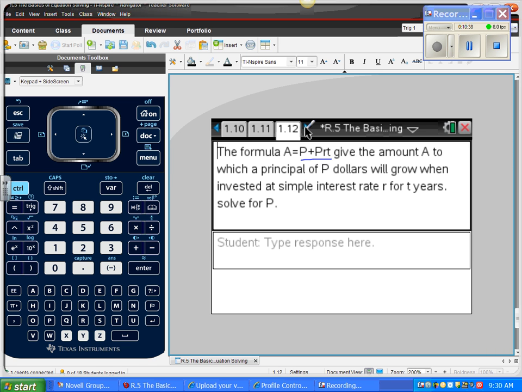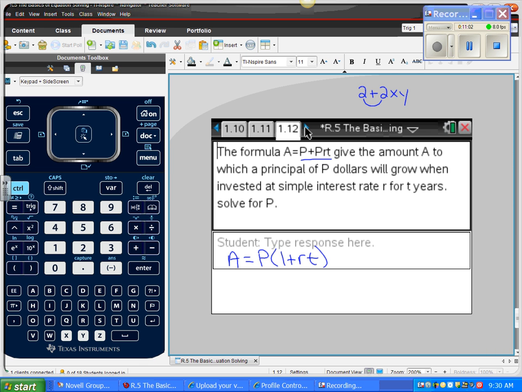PRT. What if I gave you 2 plus 2xy? What could you do with that algebraically to change it? Well, what you should be thinking is, I have two 2's. Why not pull out a GCF? That's exactly what we're going to do, and you're going to be doing this a lot. So the first thing we're going to do is pull out the P. So now we get 1 plus RT.